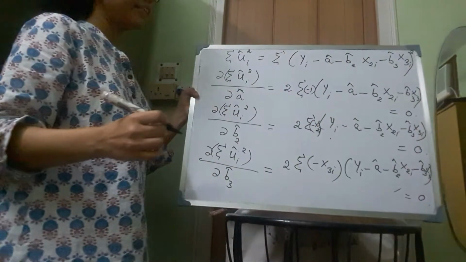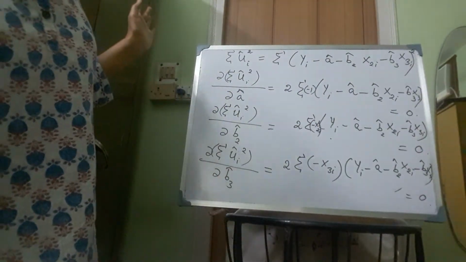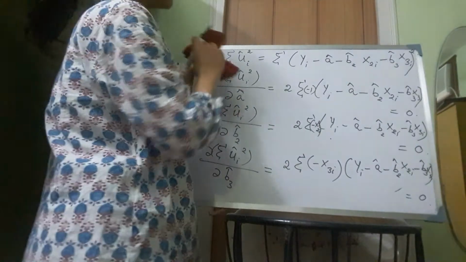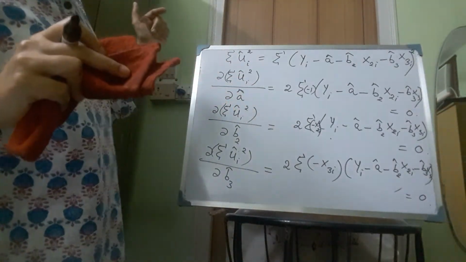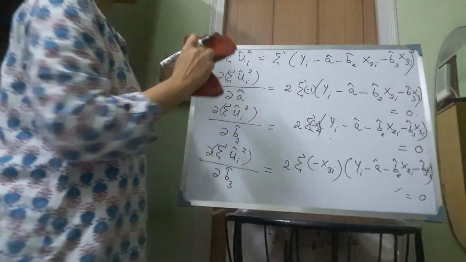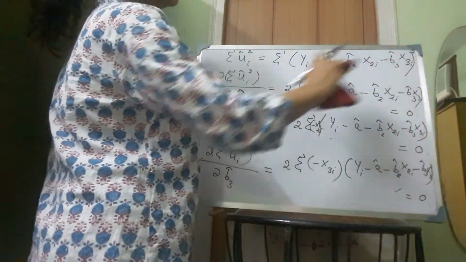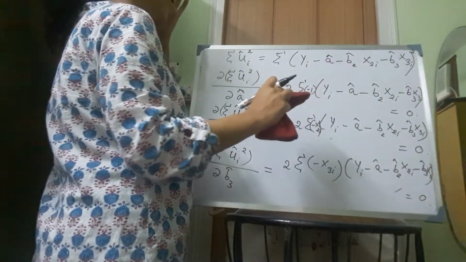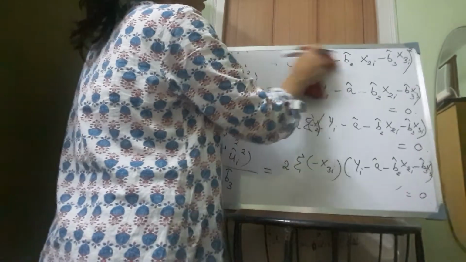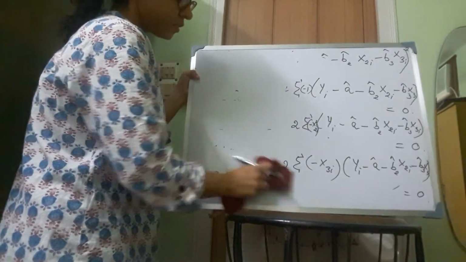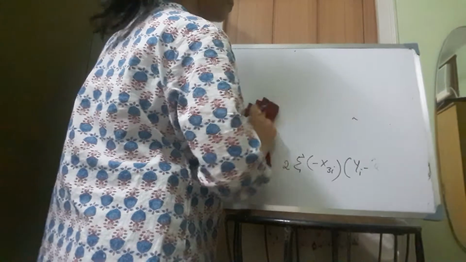So here we will get 3 first order conditions for getting the value of a hat, b2 hat and b3 hat. Now these 3 first order conditions are called normal equations in the ordinary least square method. Now if we solve these 3 equations, then we will get the values of a hat, b2 hat and b3 hat.